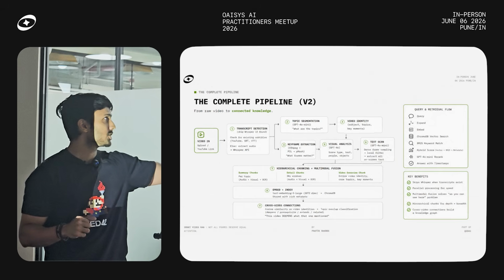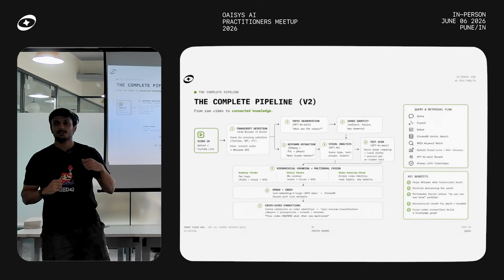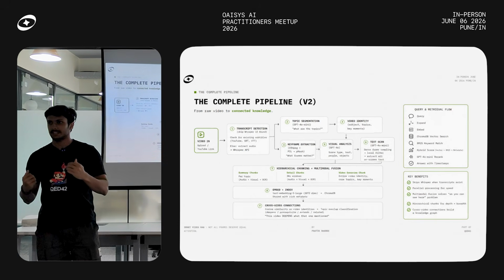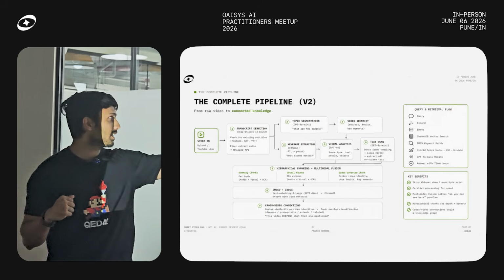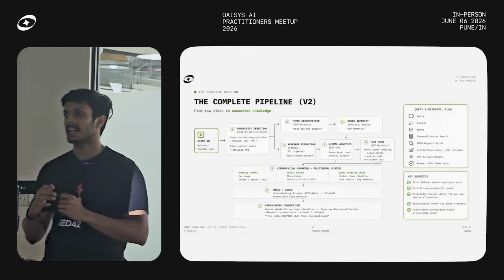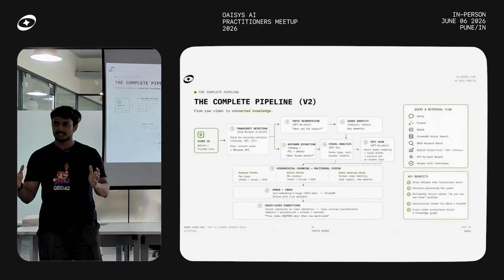Then second is the summary chunks. This summary chunk works on the topic segmentation. Whichever topics are covered in the video, each topic will get one chunk. And third is the detail chunk. In the detail chunk, I have divided it into timestamps of 30 seconds.